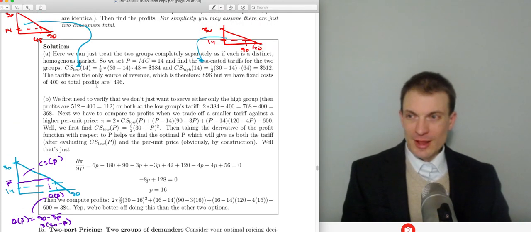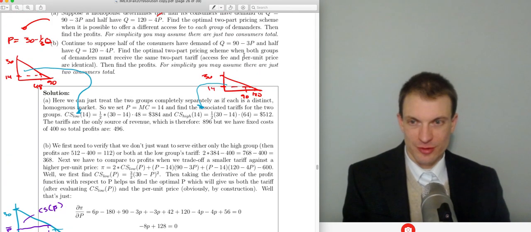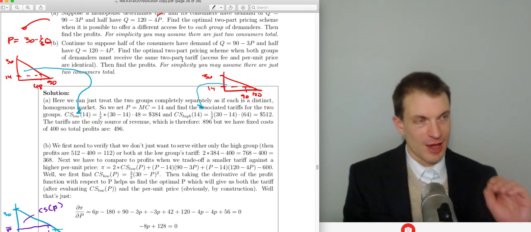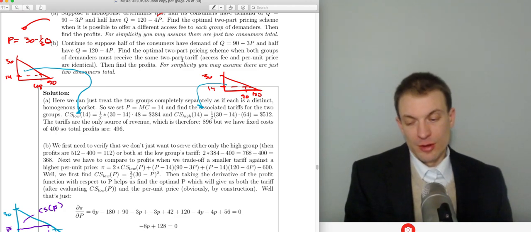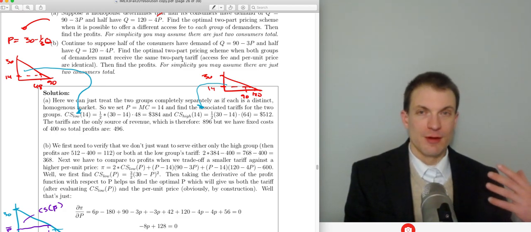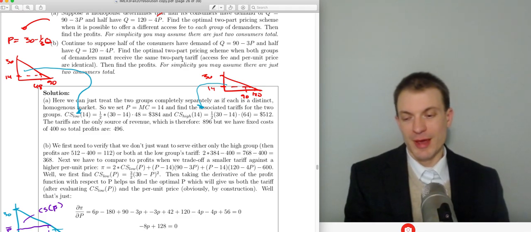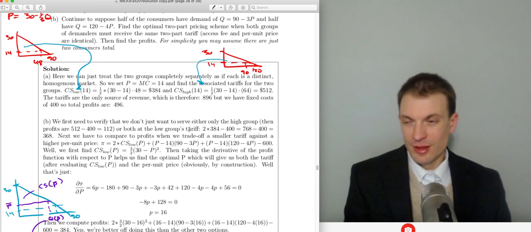Okay, so part B, find the optimal two-part pricing scheme when both groups get the same two-part tariff. Okay, so we have kind of a couple options. One is, let's just set the access fee equal to whatever my high demanders are willing to pay, and then we'll ignore our low demanders. Find out what the profits are there. Then find out what happens if we set the access fee equal to the consumer surplus of our low demanders. Double that profits, because we'd be able to get that from our low group and from our high group, and see what that is.